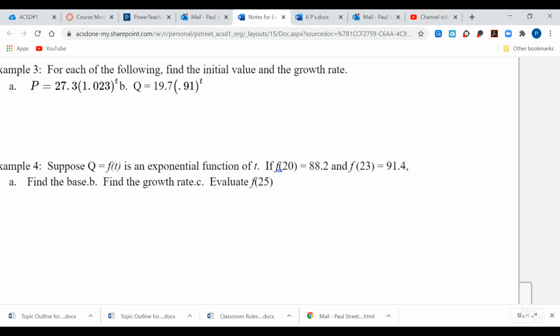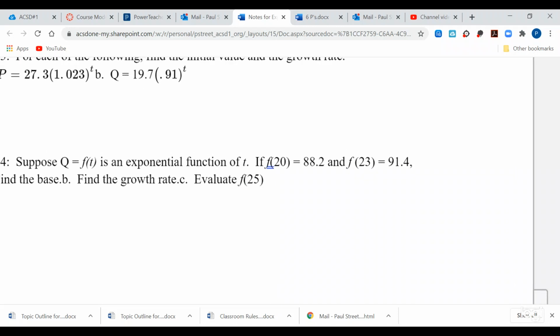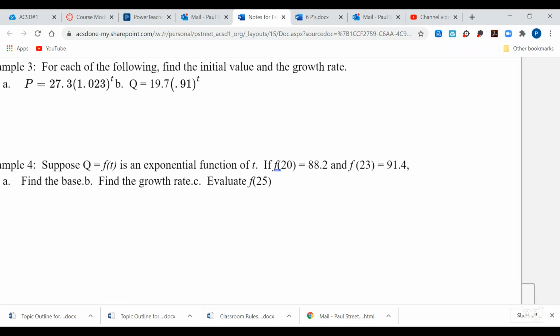Bigger still. I'm going to run off the screen here. So it's P equals 27.3 times 1.023 to the T power.